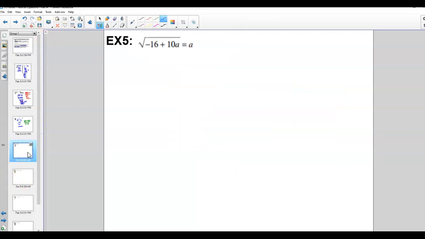Okay? This is going to get into some problems that are a little bit different. Here, I'm going to square both sides, but in this case, I don't have a number on that right-hand side. I've got a variable. So whenever I do that, our answer is going to look like this. Negative 16 plus 10a equals a squared.